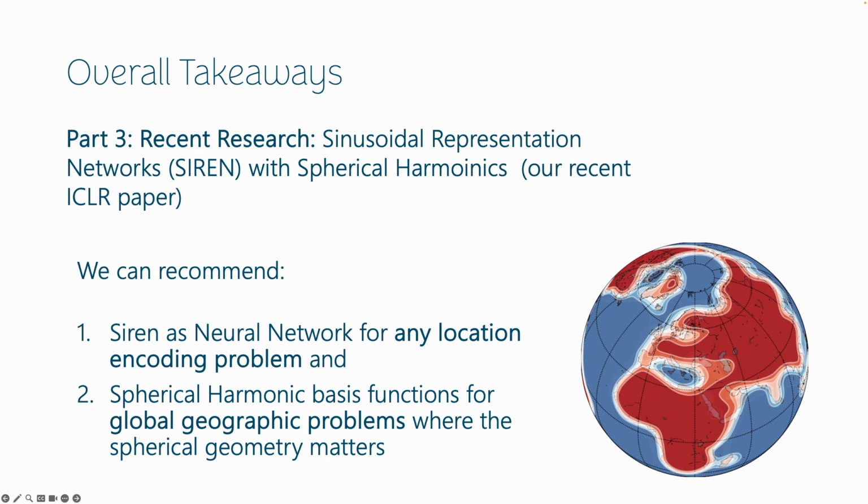The third part was a location encoding paper where we analyze both of those lines in depth. With the Siren, with sine activation functions, we would clearly recommend it for any location encoding problem over a ReLU network. And spherical harmonics are a good choice for geographic data at global scale where the spherical geometry matters.